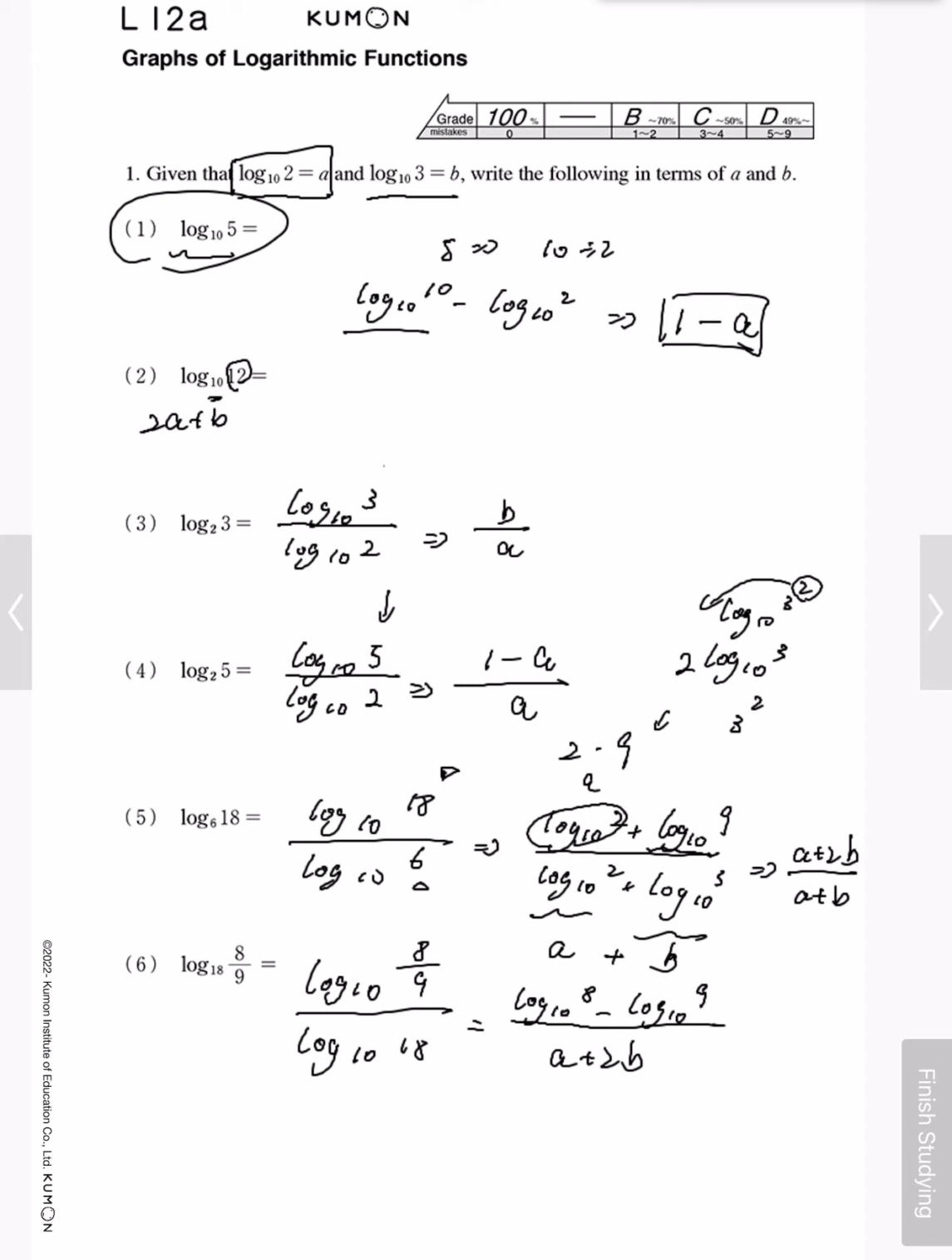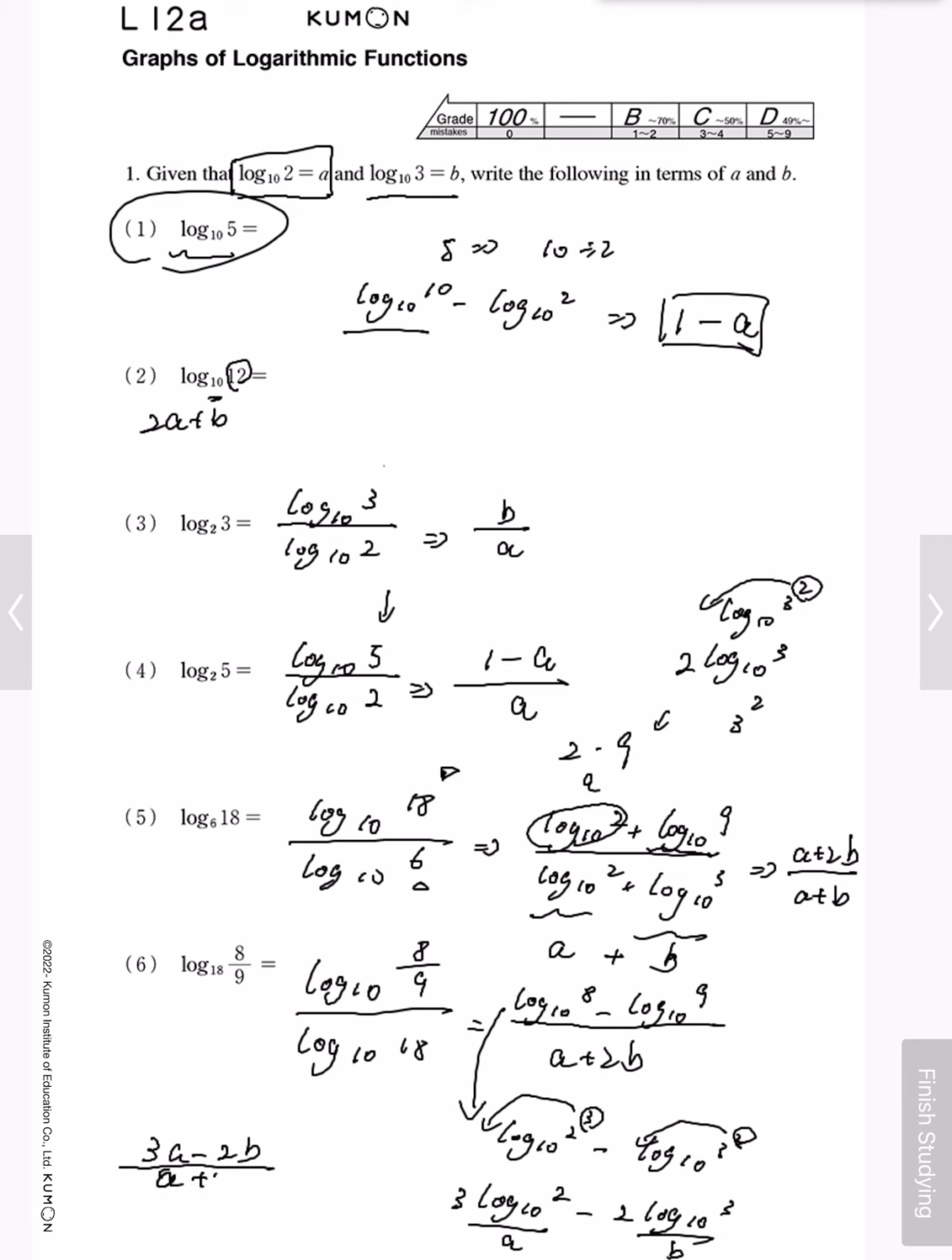And this log base 10 of 8 can be rewritten as log base 10 of 2 to the power of 3, where you can actually move the power of 3 outside, minus log base 10 of 3 to the power of 2, where you can also move the 2 outside. So this will become 3 log base 10 of 2 minus 2 log base 10 of 3. And you already know that log base 10 of 2 will be A, and then log base 10 of 3 will be B. So that's how we write down 3A minus 2B. And at the bottom is the same number, A plus 2B.